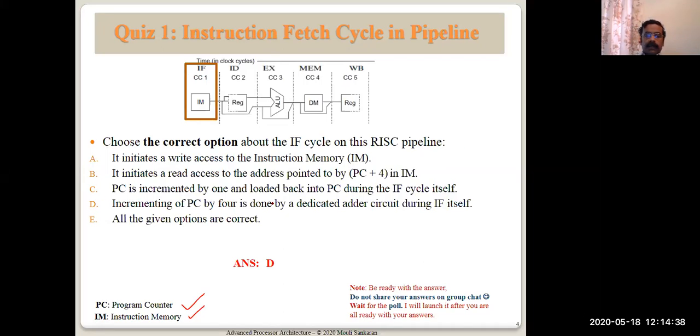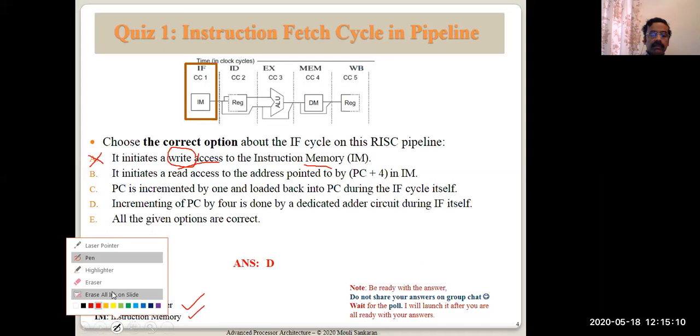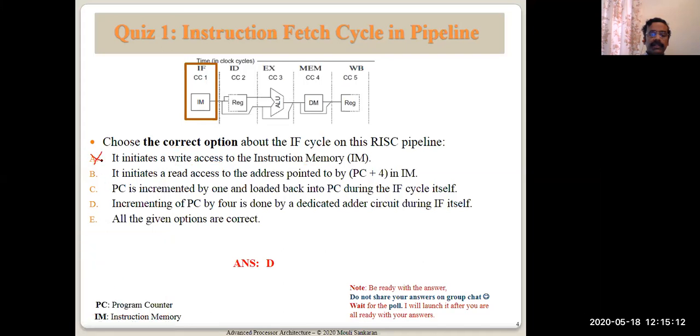Let me explain. This is the instruction fetch cycle. Let us go by one. It initiates a write access to the instruction memory. If you look at the write access itself, you know that the CPU will not try to write into the instruction memory. So I don't want you to choose A. I saw some people still saying A. Maybe negative marks for A, because you cannot access instruction memory for write purpose. So it is not correct.